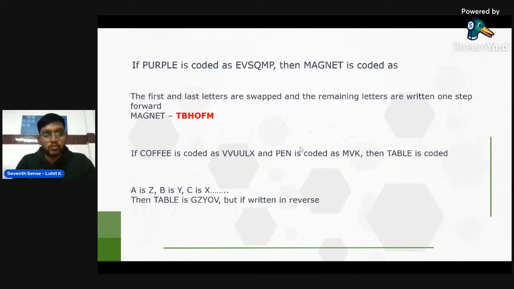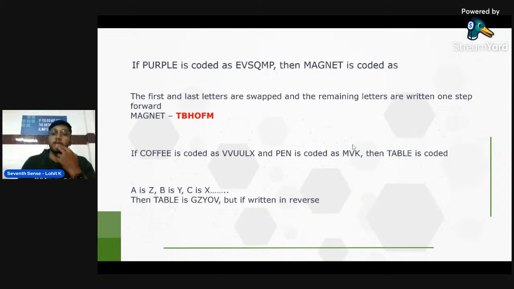Okay, so E is 5. Reverse order of 5 is how much? 22. 22 is nothing but your V here. Then N is how much? 14. Reverse order is 13. 13 is M, and they have written MVK, right? So that is what they are doing: calculating the reverse order of the alphabets, and then writing the result in the reverse order, whatever answer you're getting here.